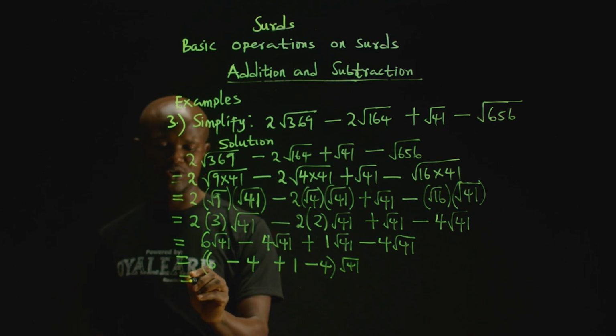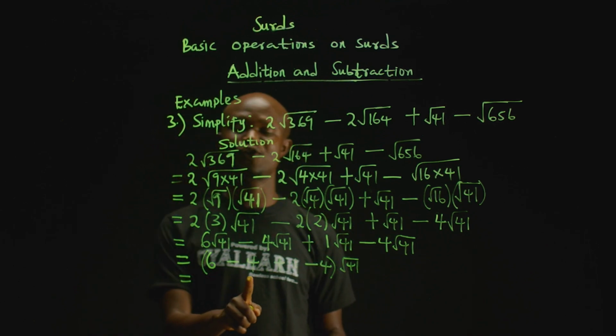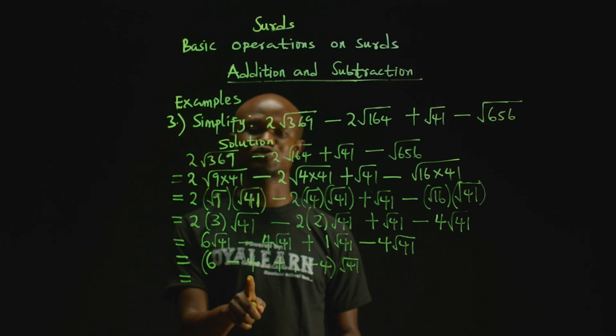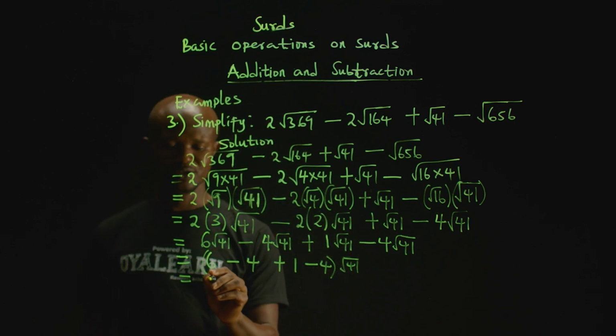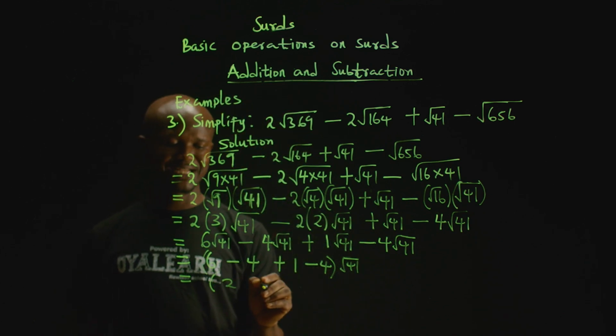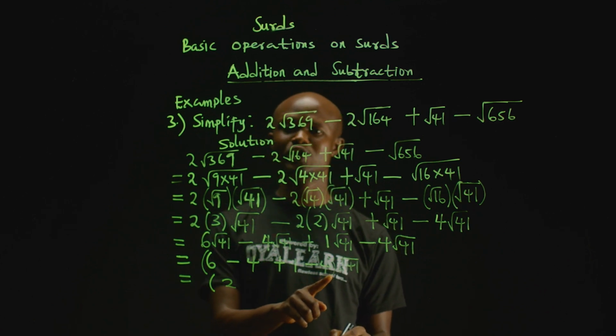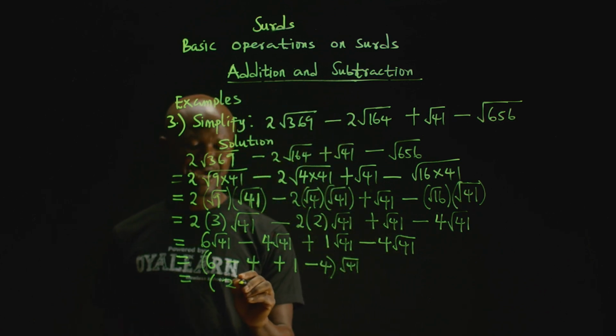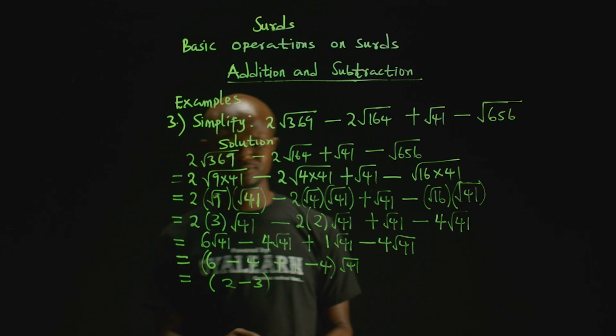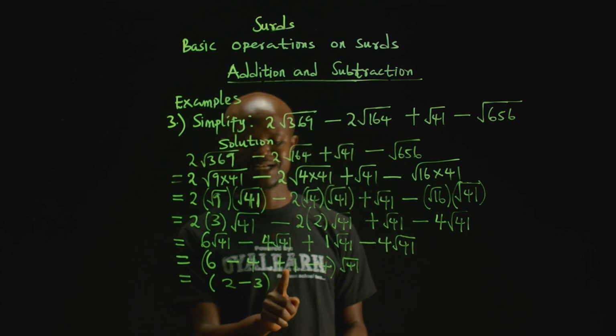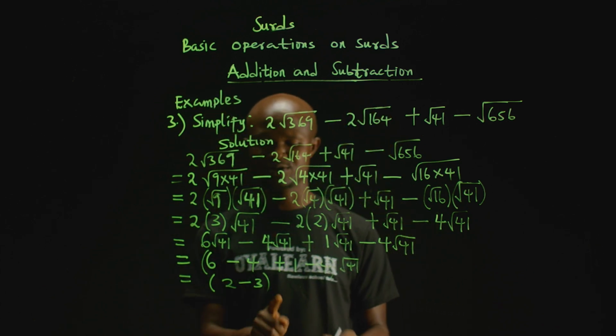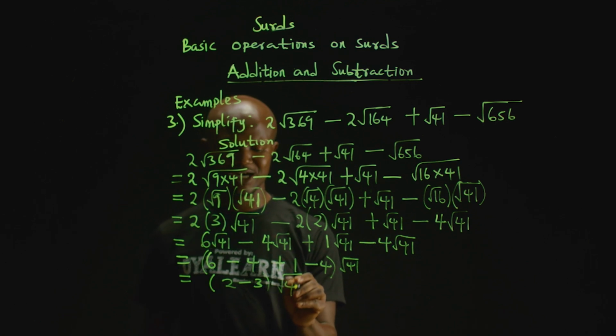So this will give us what? 6 minus 4, that is 2. Then 1 minus 4, that is minus 3. 6 minus 4 is 2, then plus 1 minus 4 is minus 3. So we have root 41.